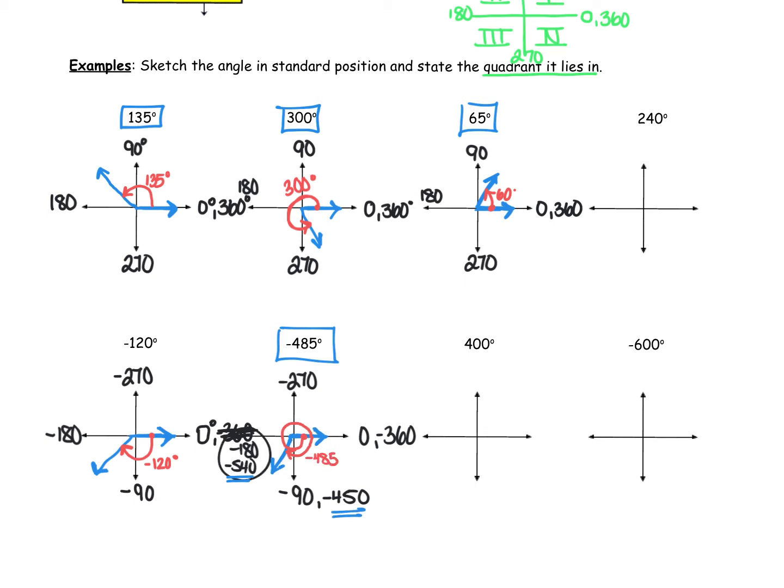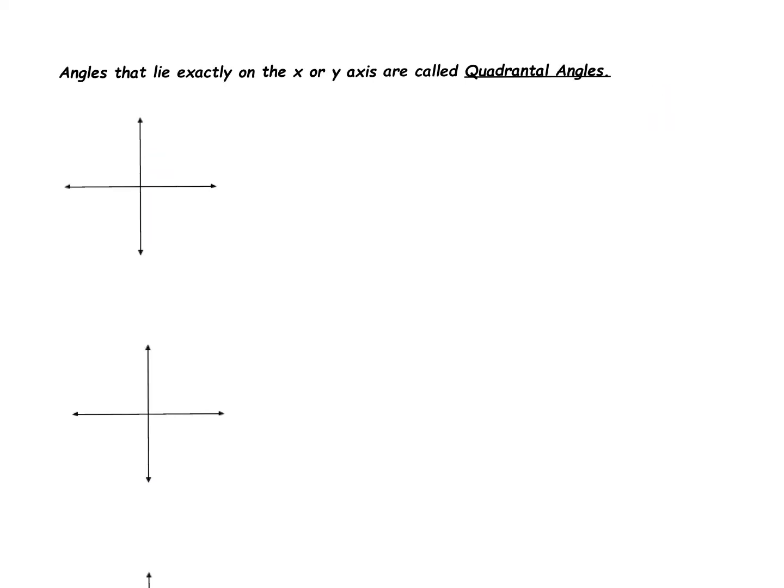All right, so what I'd actually like you guys to do for homework is try to do number 240 degrees. This should be a negative, so make this negative 400, and then negative 600, and we'll start by going over those three tomorrow in class. But I'd like to now move on to the next page.